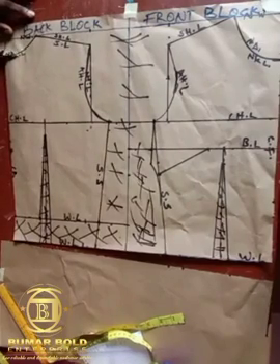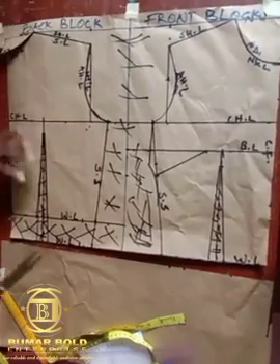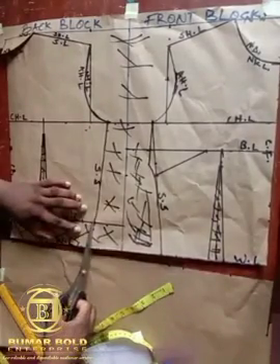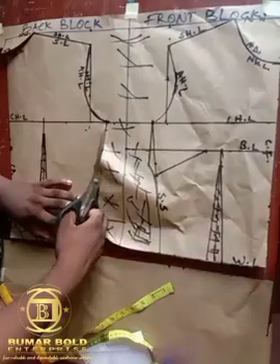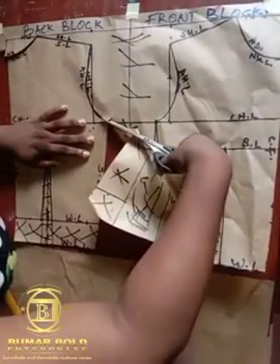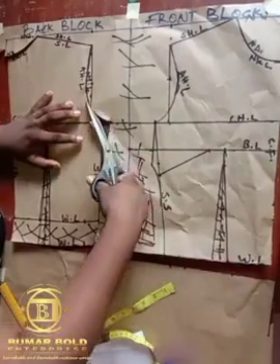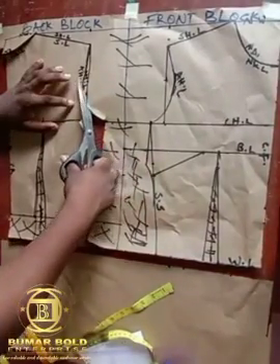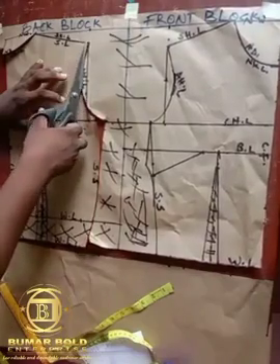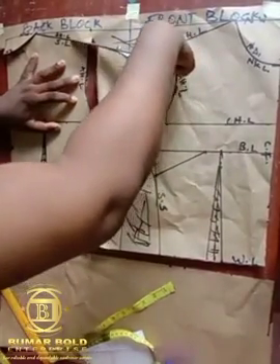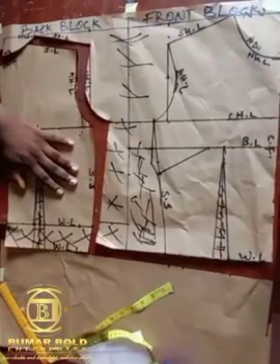Cut out the neckline too. Be careful so that you don't spoil all the lines. Then we cut the side seam like this. Then cut the armhole. Be careful when you are cutting so that you don't make a mistake. Can you see? Cut our shoulder slant. Yes. Then we cut the waistline.